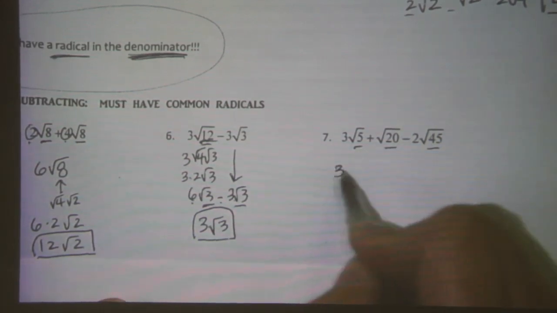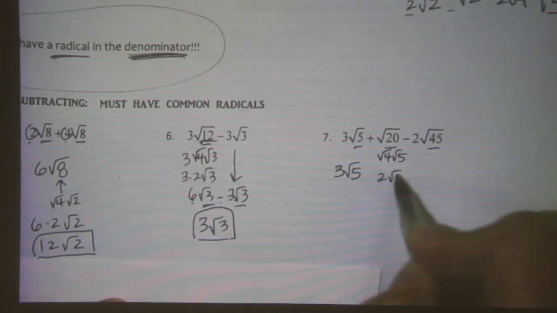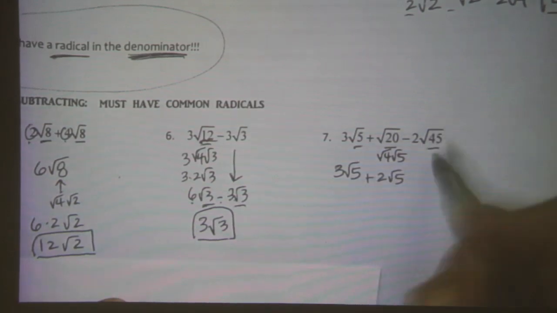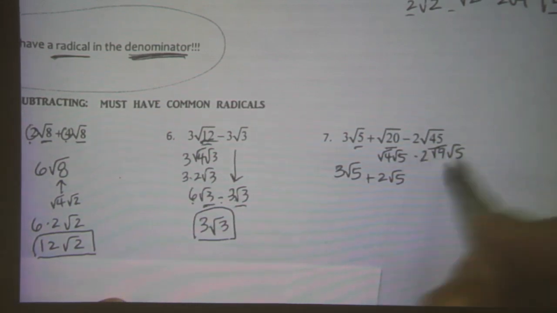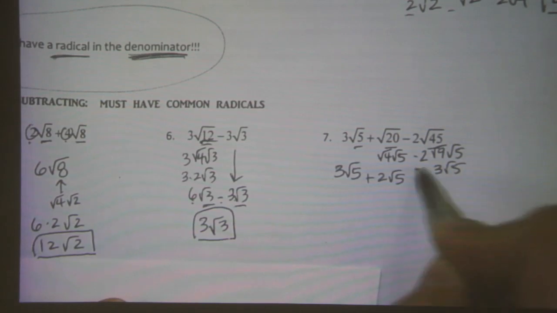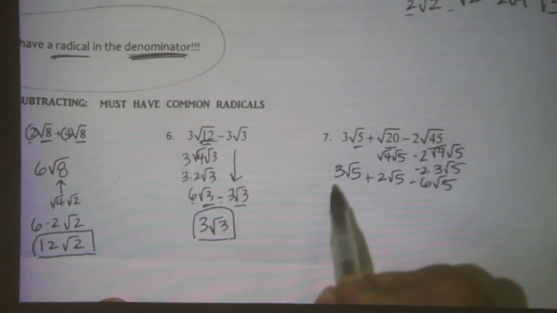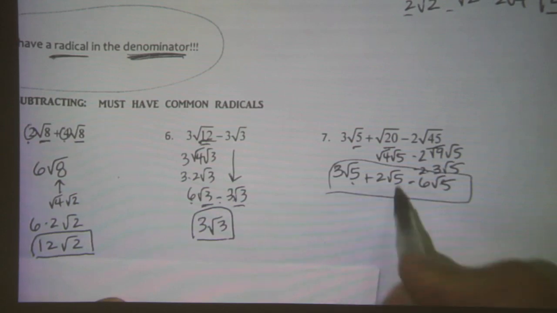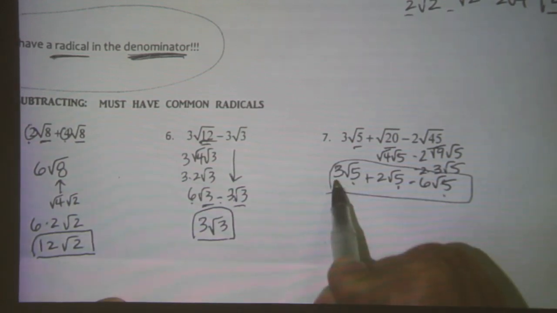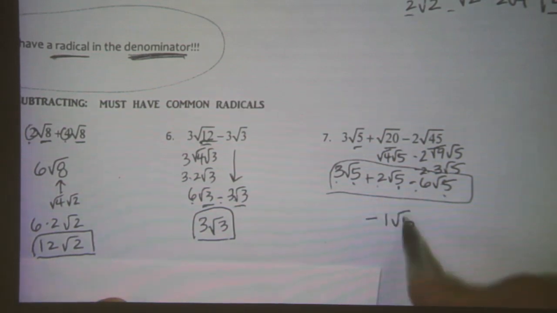This root 5 cannot be simplified, so I keep it the way it is. Square root of 20 breaks down into root 4 and root 5, or 2 root 5. And the square root of 45 breaks down into root 9 and root 5, or 3 root 5. Don't forget to multiply times the negative 2 on the outside, and you get negative 6 root 5. So here's where we're ending up, and now I can combine. All of them have like radicals. So 3 plus 2 is 5, minus 6 is negative 1 root 5.